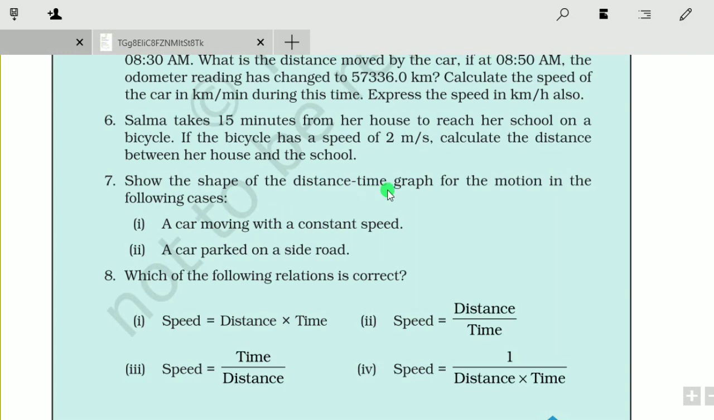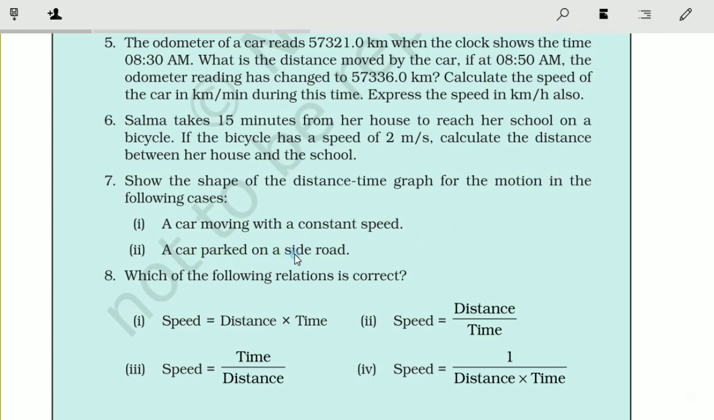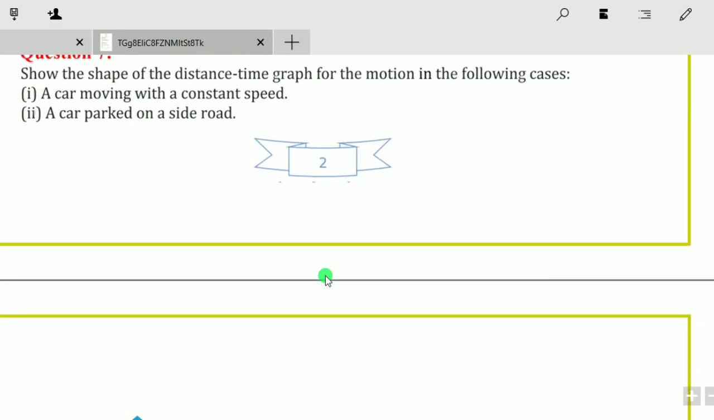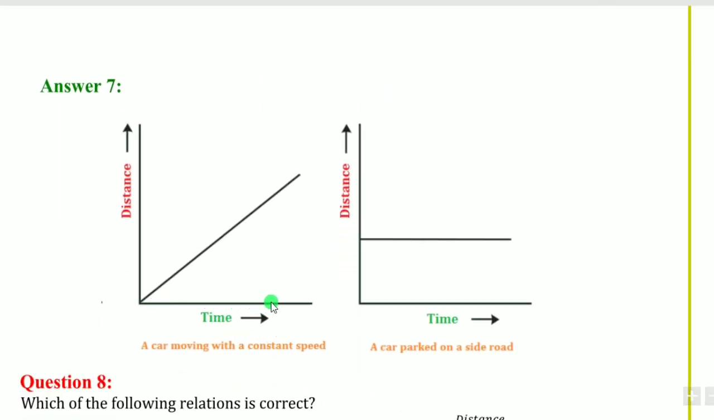Show the shape of the distance-time graph for the motion in the following cases. A car moves with a constant speed. A car parked on the straight side road. What will be the answer? You can see the time is moving and the distance is increasing, and in each and every equal interval of time, the distance also increases equally. So that is nothing but uniform motion.